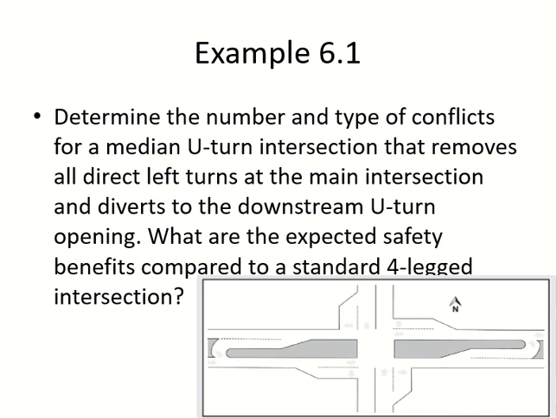Okay, so let's say we have to find out the number and type of conflicts which are happening at a U-turn median. Okay, so what is happening here? For example, I have to take a left turn. Okay, I am coming from the south side and I have to take a left turn. Okay, this is not allowed. Left turn in this highway is not allowed. On this highway, left turn not allowed. You have to go like how?